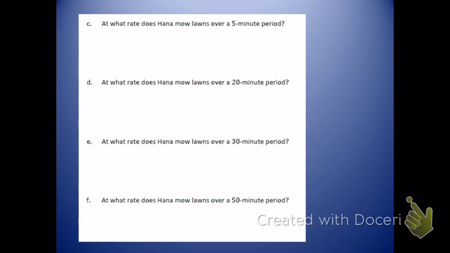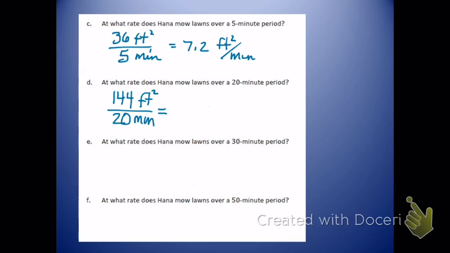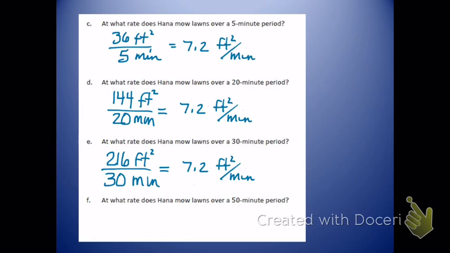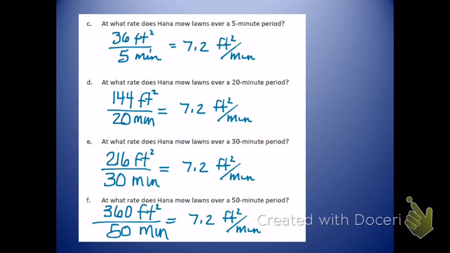Okay, so now we're going to really use the data and prove it. We're asked, at what rate does Hannah mow lawns over these different time periods, 5 minutes, 20, 30, and 50? If we do the calculations, we see that 36 feet squared in 5 minutes works out to 7.2 square feet per minute. And actually, all of these do. So her claim that she is mowing at a constant rate is true.